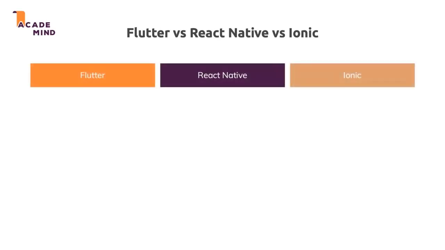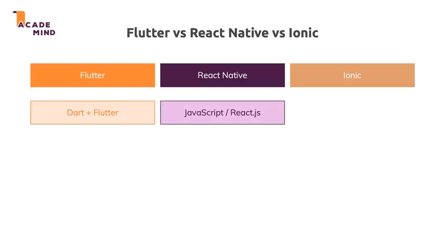So why would you use Flutter and not React Native or Ionic? Now let's see how each of these approaches works. Flutter uses Dart and the Flutter framework, and Dart is a programming language developed by Google. React Native, on the other hand, uses JavaScript and the React library, and Ionic uses just JavaScript and any or no framework at all that you want. And by the way, I also do have courses on React Native and Ionic in case you want to have a look at that.